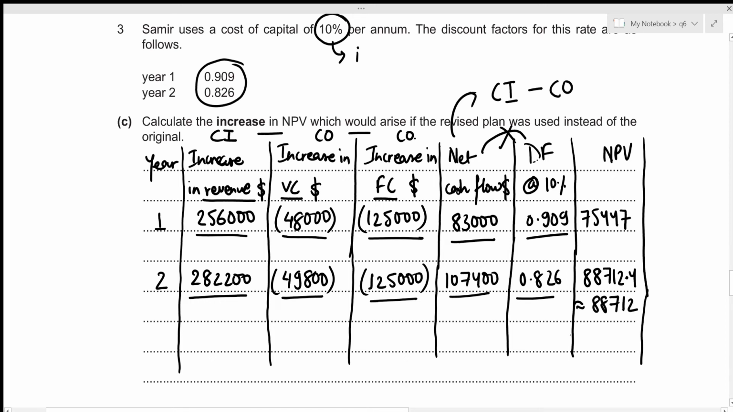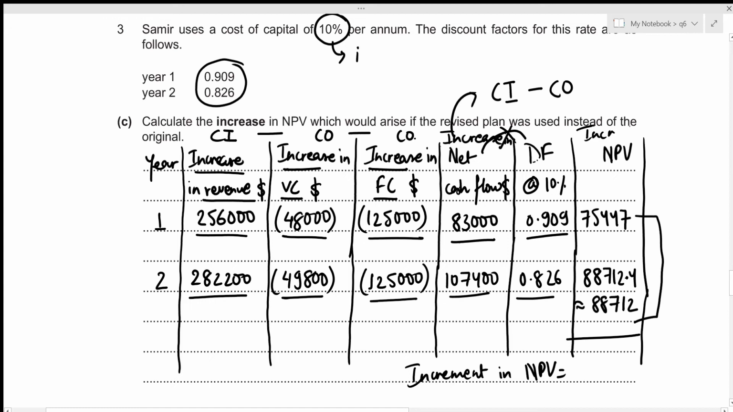Now we can easily figure out our increment in net present value. That is just going to be the sum of these two values, right? Since we are talking about increment for all of these, and this is actually also the increment in net cash flow, this will be our increase in net present value. So let's add these two values. That's going to be 75,447 plus 88,712, which results in the value of 164,159. And this concludes the third part of this question. Now we can move towards the fourth one.